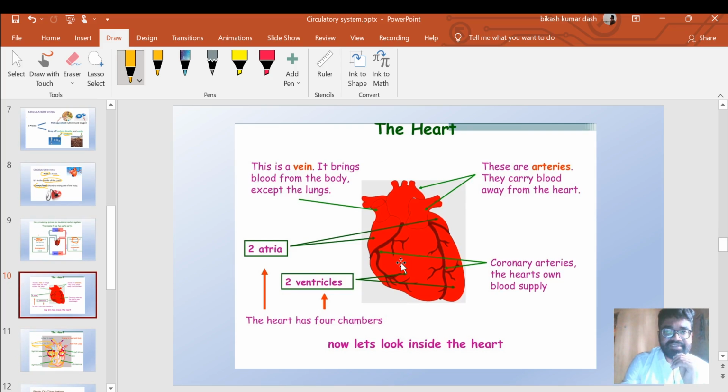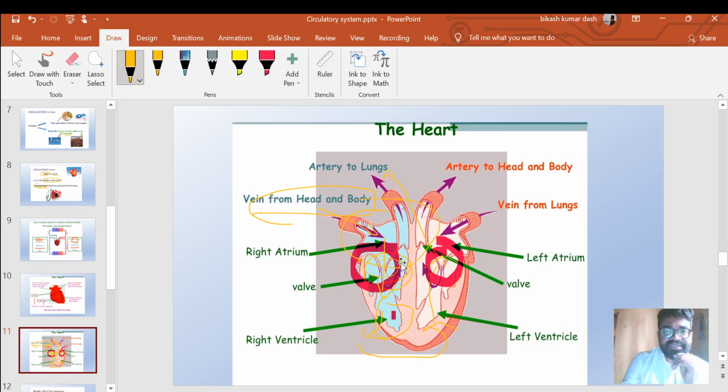Move to the next part, the heart. Here I can point out certain points regarding the vein and the artery. The vein carries the blood from the body to the heart, except in the lungs, and the artery takes blood away from the heart. Generally, as we previously discussed, the heart has four chambers, two atria and two ventricles. Let's have a look at its internal structure.